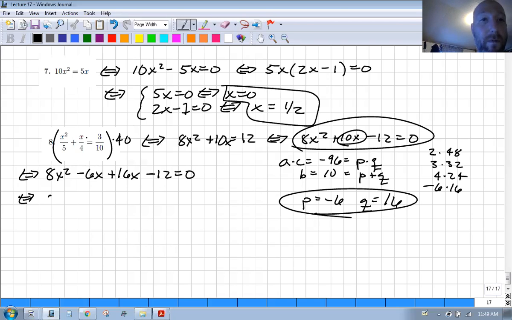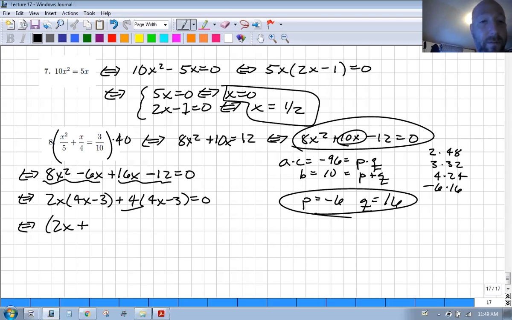So we could take this, factor out a 2x. That gives us a 4x minus 3. Over here, we can factor out a 4. That gives us another 4x minus 3. So we got a 2x and a 4, both times a 4x minus 3.